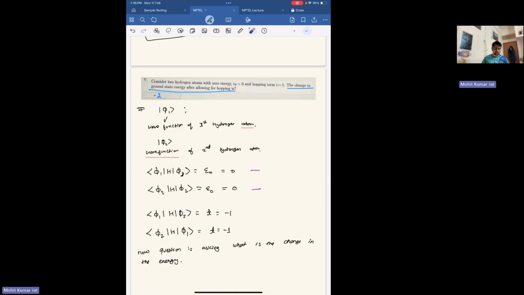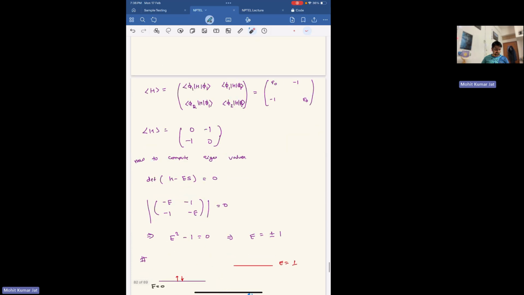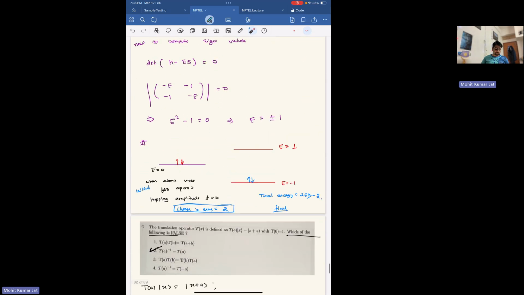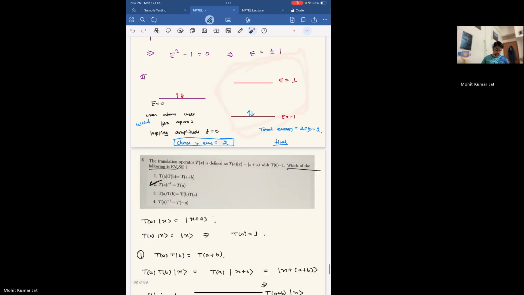Now there were two hydrogen atoms with the ground state energy given as 0 and hopping term t equals -1. The question asked what is the change in the ground state energy after allowing for hopping. The matrix is 0, -1, -1, 0. We calculate the determinant of H minus ES, and E equals plus or minus 1, that is -1. Both the electrons will come in this state with up and down spin, and the energy will be -2. Initially it was 0, so the change in energy is -2. That's why this state is more favorable, and the atoms form the molecule.